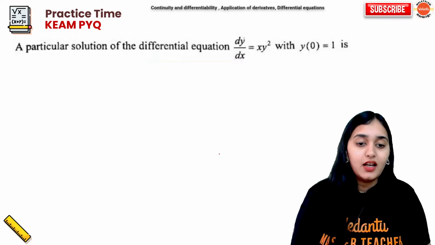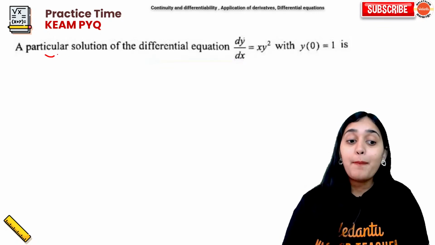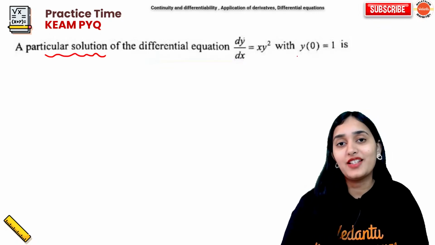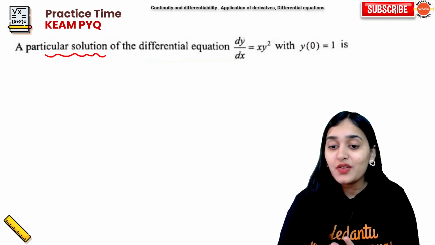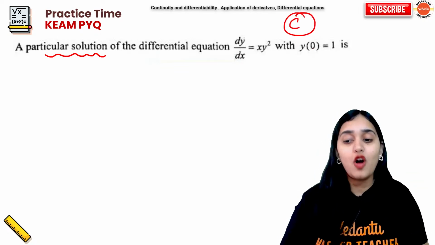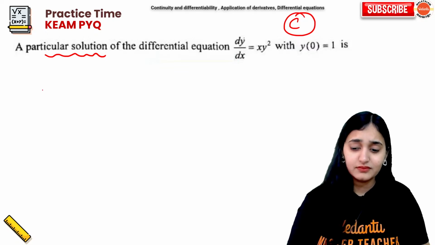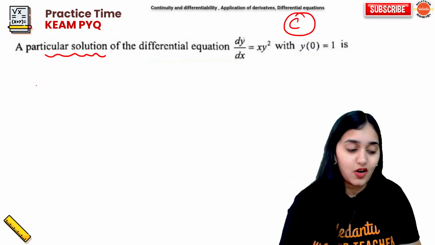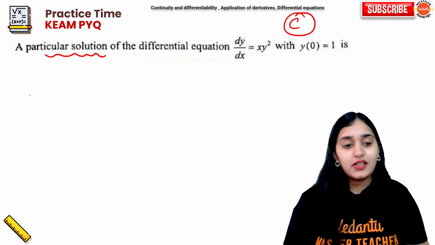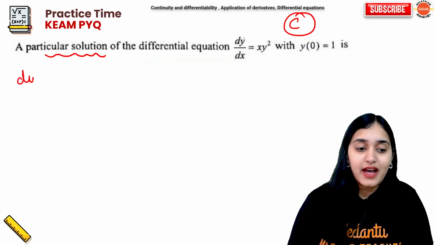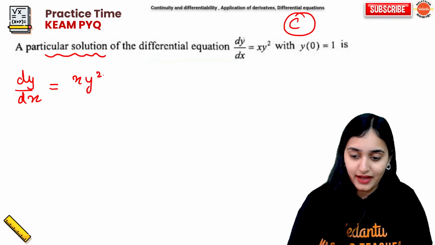Alright, next question. Find the particular solution of this differential equation. What is particular solution? You need the value of constant. Okay. Do you guys want to try this question yourself? Just try this question yourself. Dy by dx is equal to xy square.